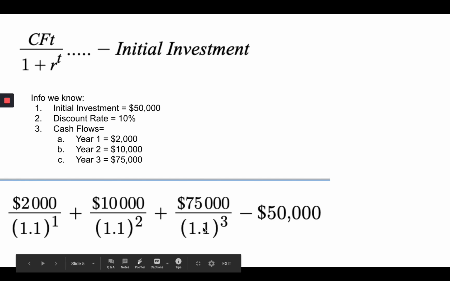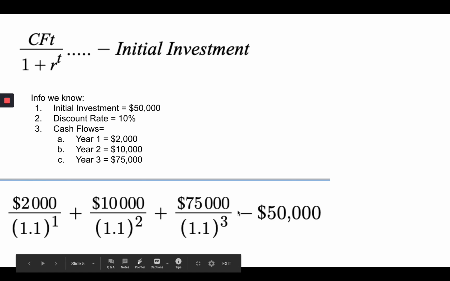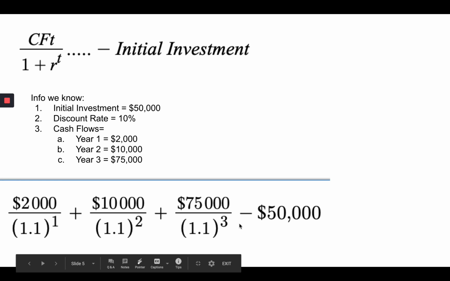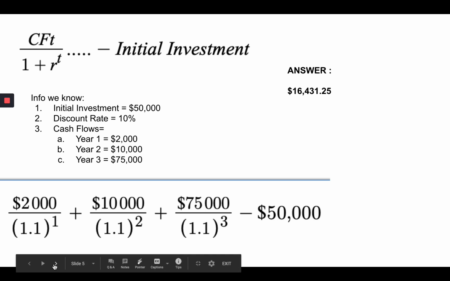Mathematically, these really aren't that difficult of problems once you get them down and once you practice them. But again, remember, with NPV, you're not just doing a usual DCF. You have to take into consideration the initial investment. So once you set up your DCF, you subtract 50,000 from that. The answer is going to be $16,431.25. Obviously, very positive NPV. You want to go ahead with that project.